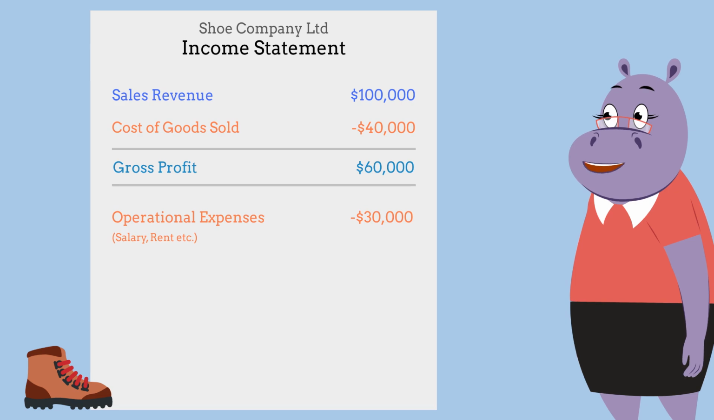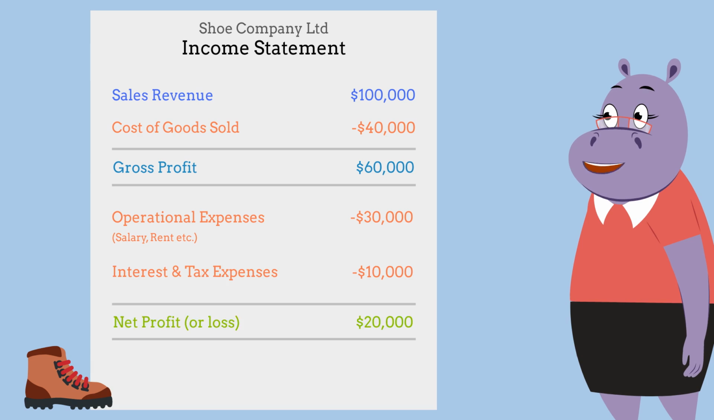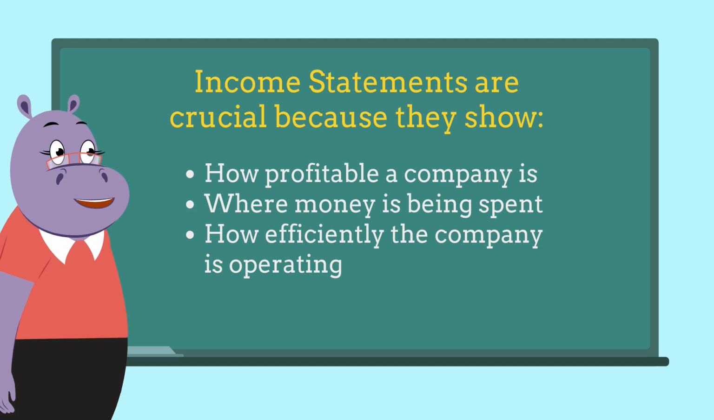Operating expenses such as salary and warehouse rent is $30,000. And interest and taxes is $10,000. So in this example, the net profit of the shoe factory would be $20,000. Simple, right? Income statements are crucial because they show how profitable a company is, where money is being spent, and how efficiently the company is operating.